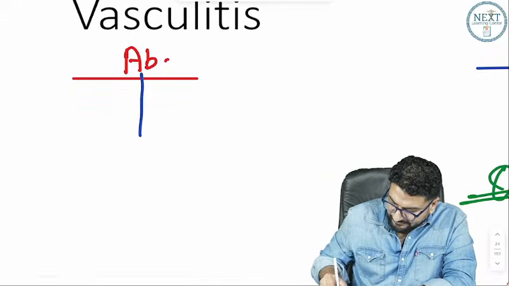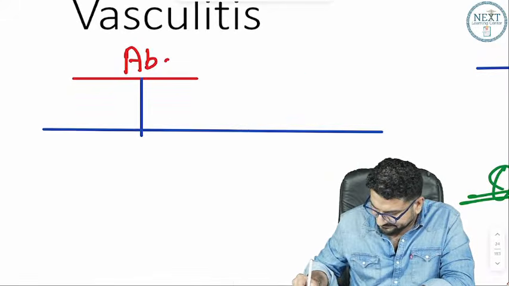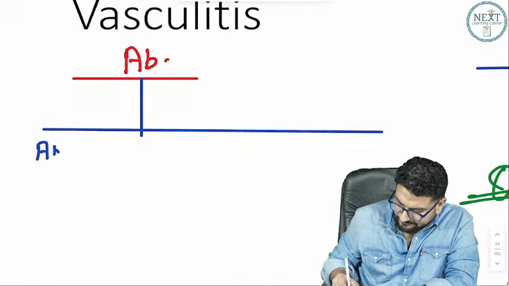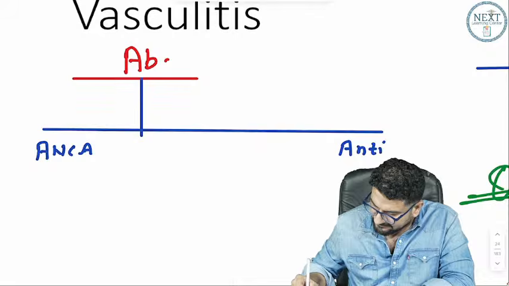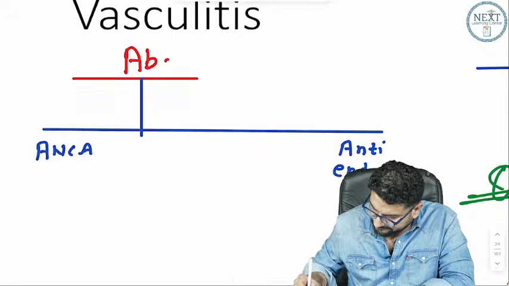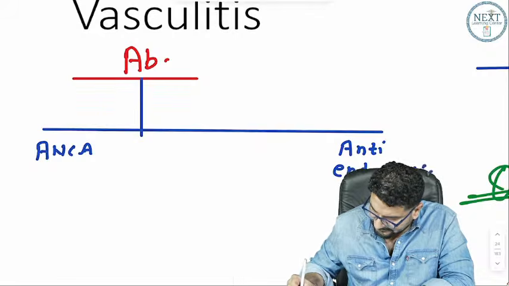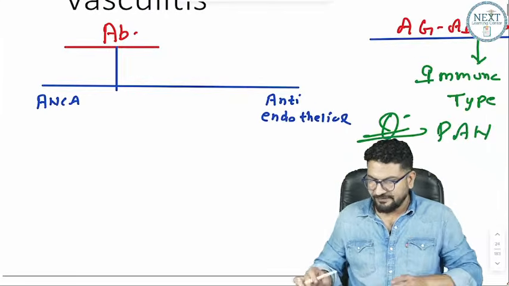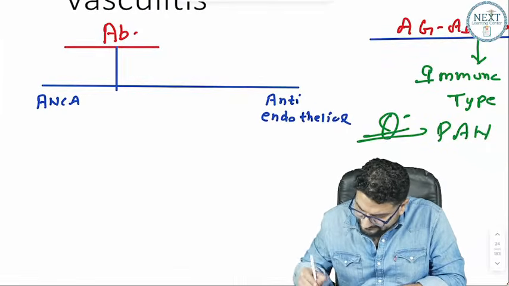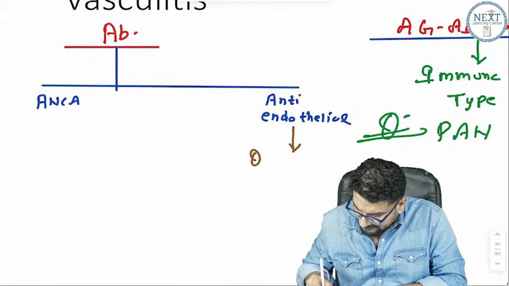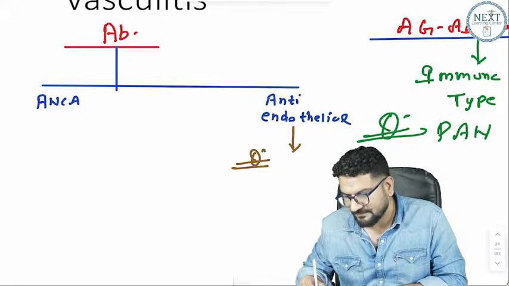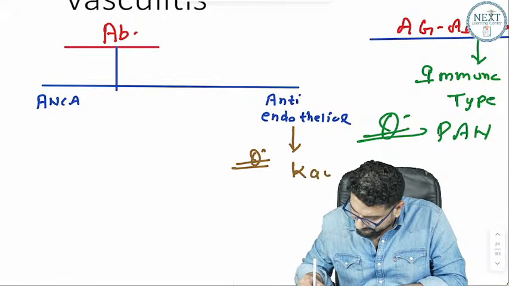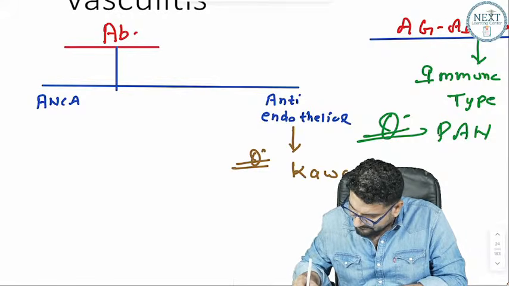Now look, which antibody is it? When we see antibody, it can be either ANCA or anti-endothelial antibody. When we say anti-endothelial antibody, understand this thing, it is something that we see in a patient of anyone? Antibodies against endothelium? Kawasaki. Very good. This is seen in Kawasaki disease.